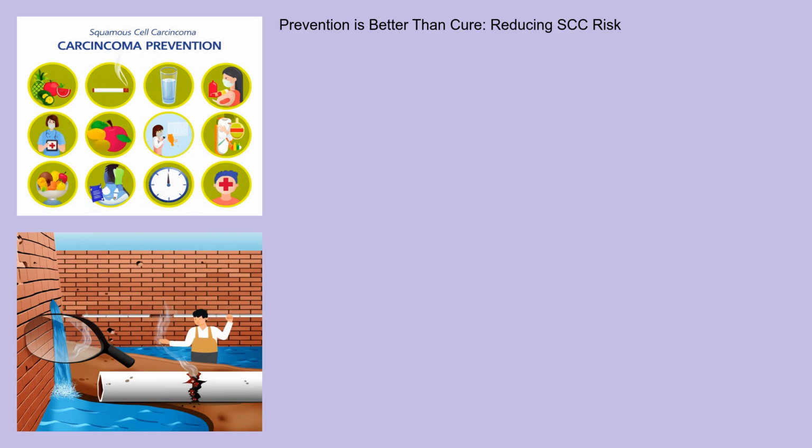Practicing safe sex can help prevent schistosomiasis. Prompt treatment of urinary tract infections and kidney stones can help prevent chronic irritation and inflammation. Regular check-ups with a healthcare provider can help detect any potential problems early on.